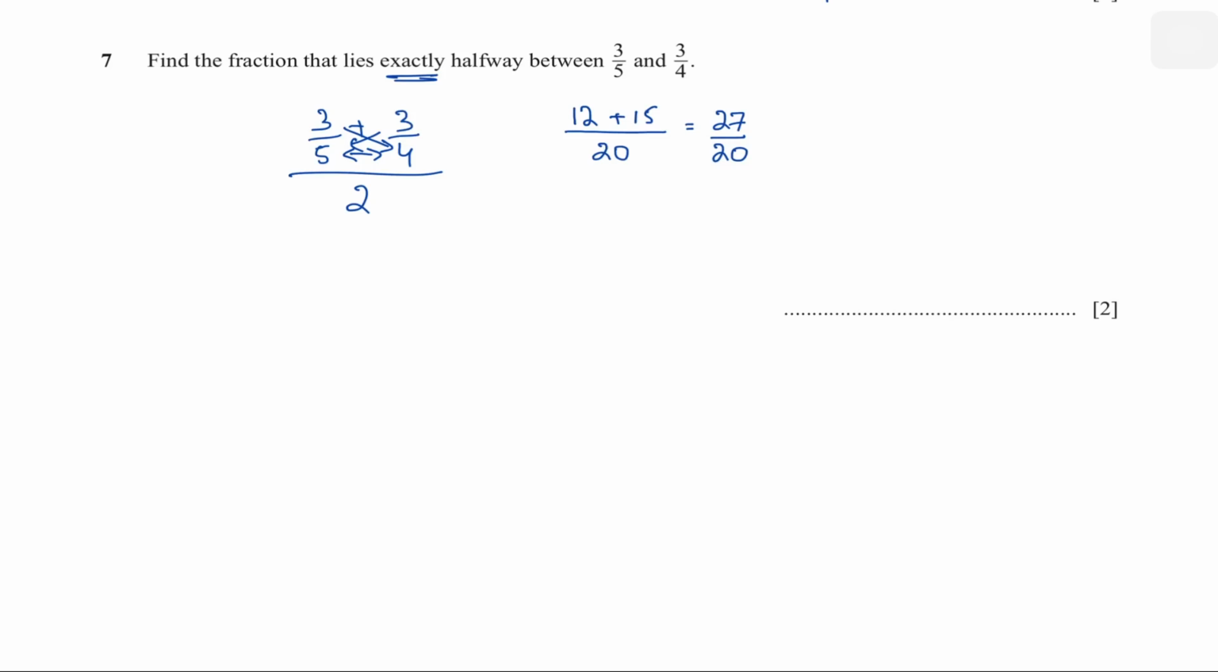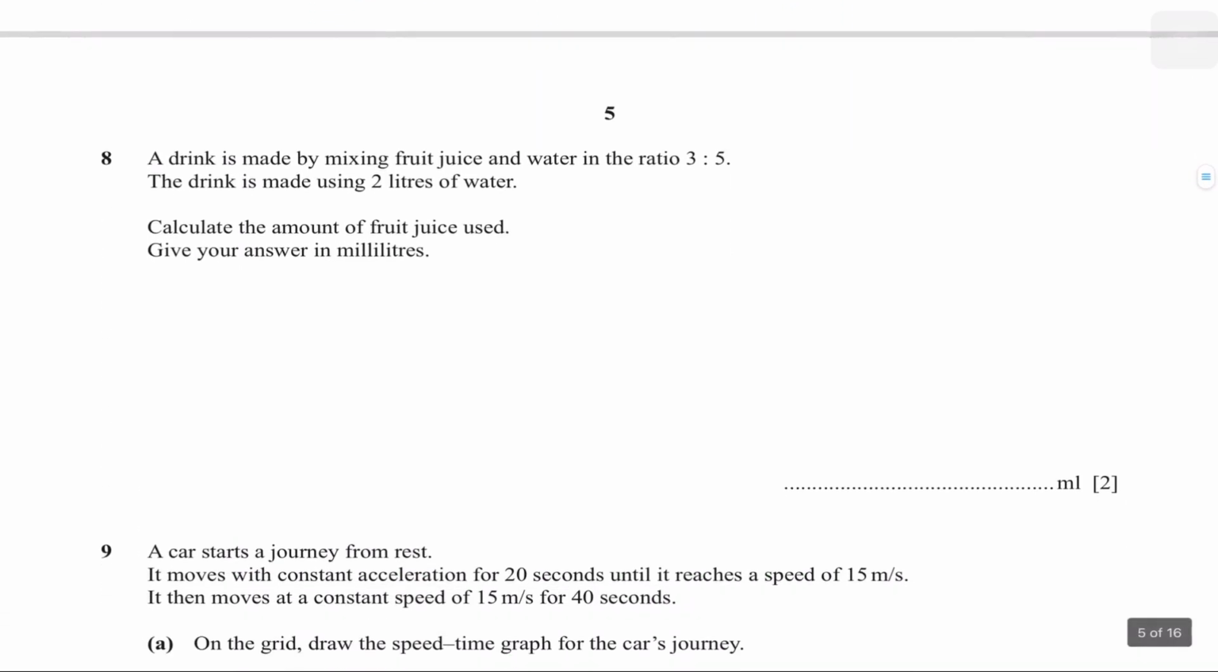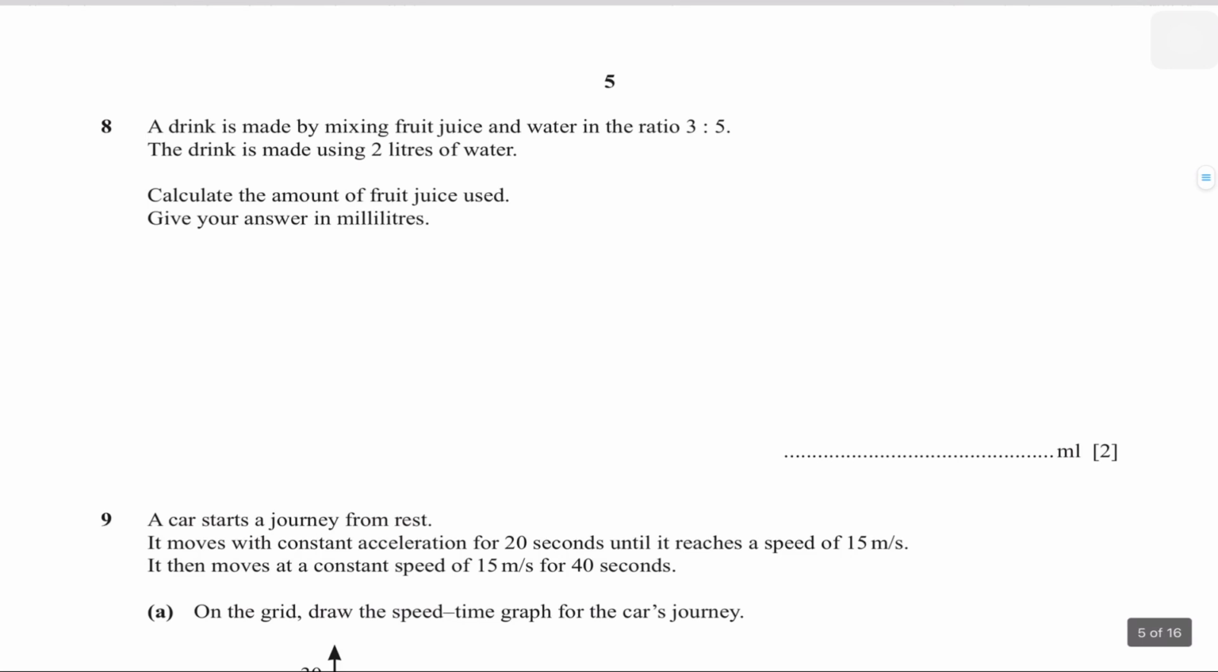Now we have to divide this value by 2. So 27 upon 20 divided by 2 means that 27 upon 20 will be multiplied by 1 upon 2, which is going to be equal to 27 upon 40. So this right here is our final answer. Let's just write it in the space that's provided, and let's move on.